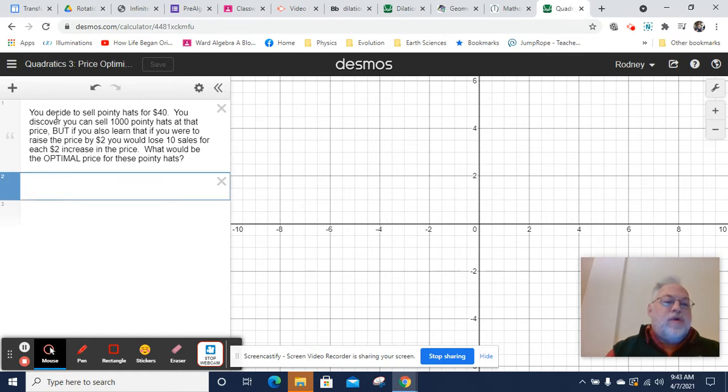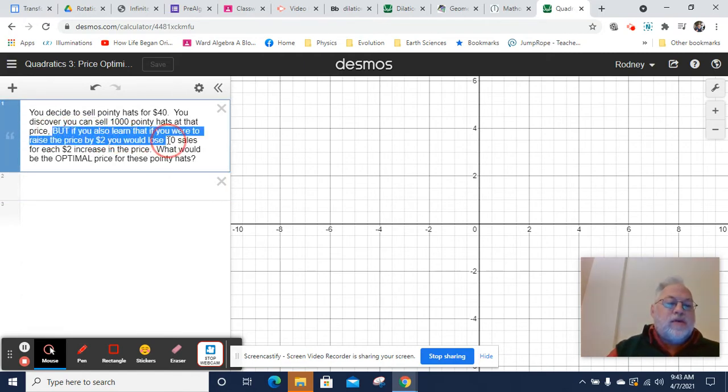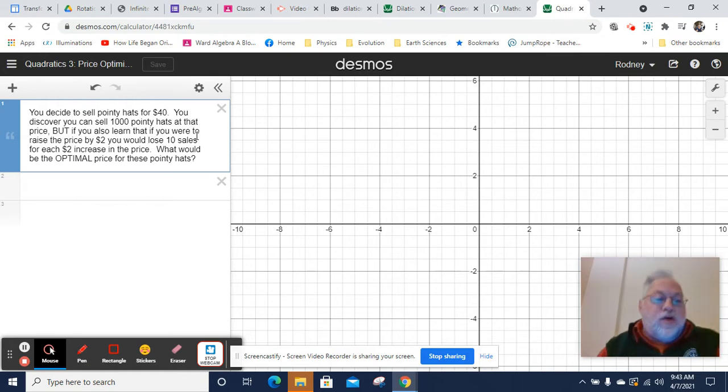Okay, so we're going to start off with this situation. You have decided to sell pointy hats for $40. You've discovered that you can sell 1,000 of them if you sell them at that price. But you also have done some market research. You learned that if you raise the price by $2, you'll lose 10 sales because it gets more expensive. People don't want to buy them as much. And every time you raise the price by $2, you'll lose 10 sales every single time. So, are you selling them for the right price?